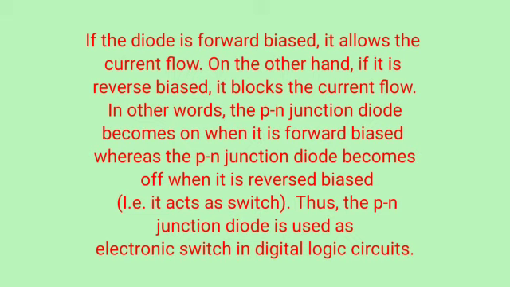If the diode is forward biased, it allows the current to flow. On the other hand, if it is reverse biased, it blocks the current flow. In other words, the PN junction diode becomes on when it is forward biased, and becomes off when it is reverse biased. Meaning it acts as a switch. Thus the PN junction diode is used as an electronic switch in digital logic circuits.